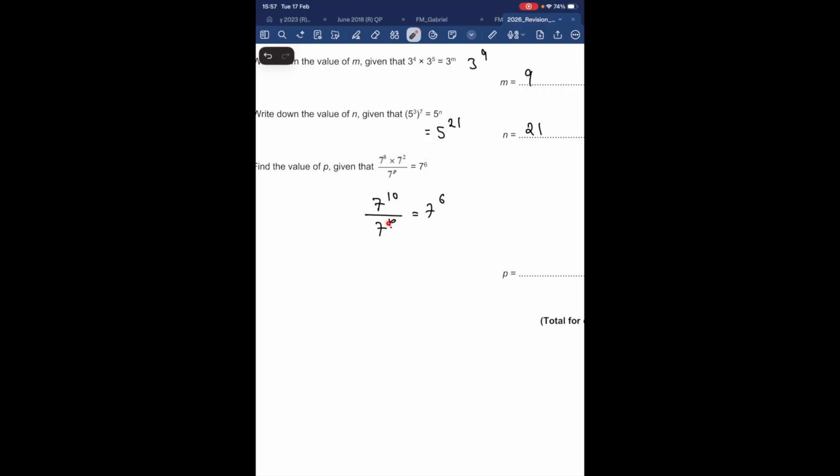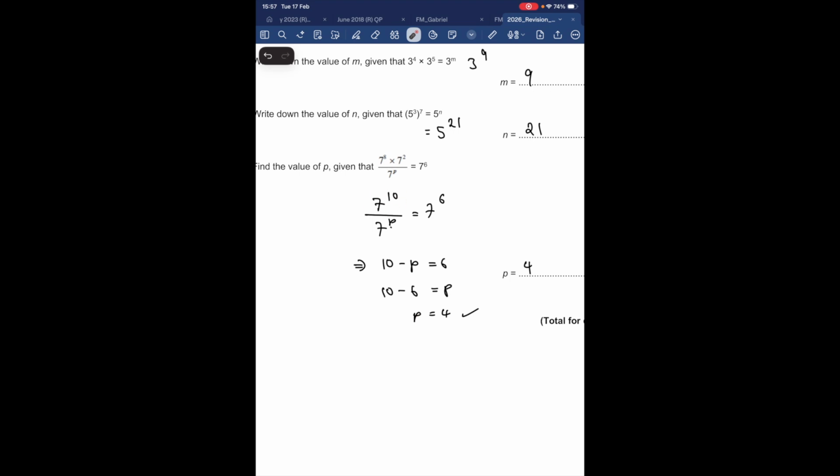Now to work out the value of p, remember that when we divide, we're taking away the powers. So 10 take away something must equal 6. We need to remove 4 from 10 to get 6. So p has got to be equal to 4. You can write it as a simple equation if you want: 10 minus p equals 6. If we then solve this equation, 10 take away 6 is equal to p, which gives you p is equal to 4. You don't need to do all of this working.